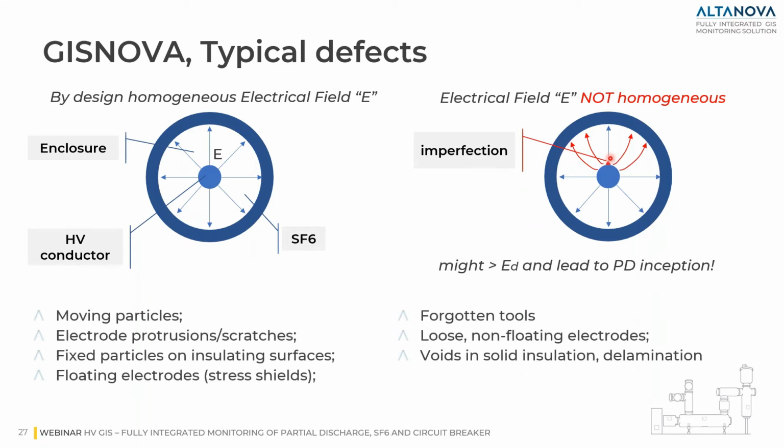But more in general, typical defects in GIS are due to not only imperfection on high voltage conductor, but even due to moving particles, to protrusion, to other particles on insulating surface, floating electrodes, forgotten tools, or loose or not floating electrodes, or voids in the solid insulation, and even for delamination.